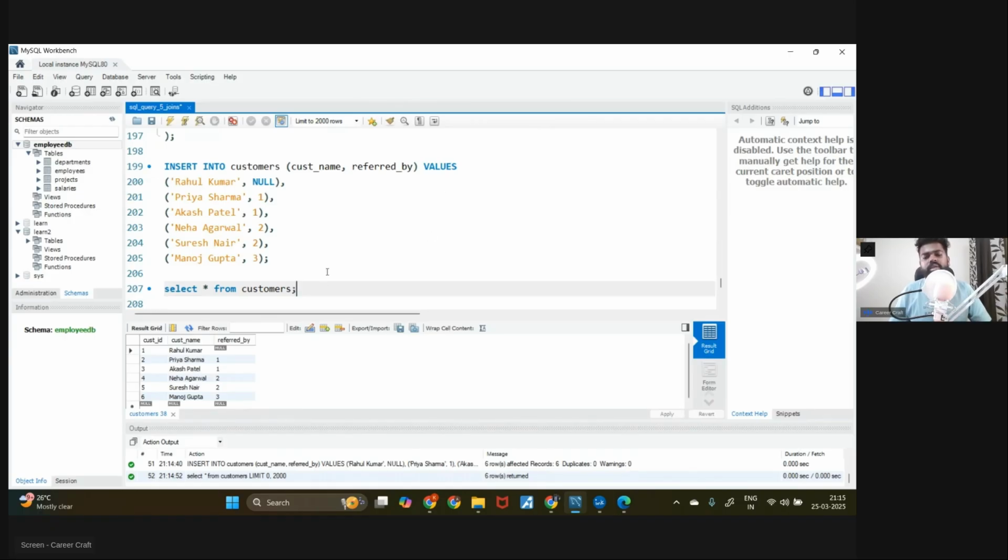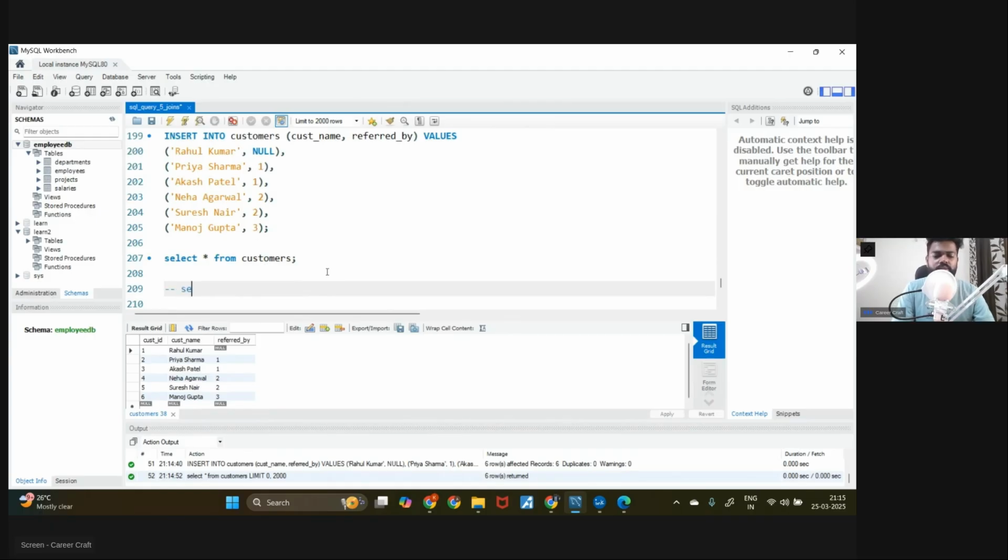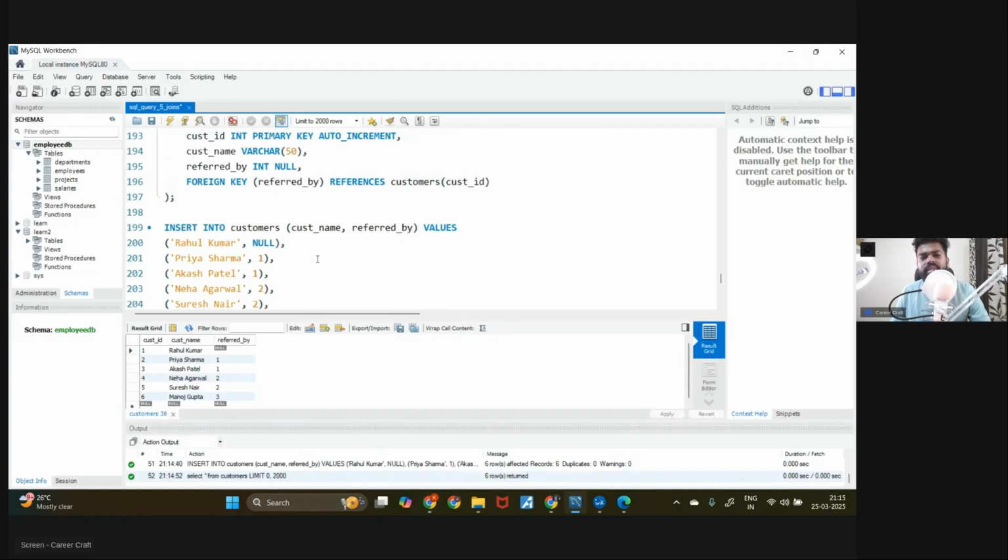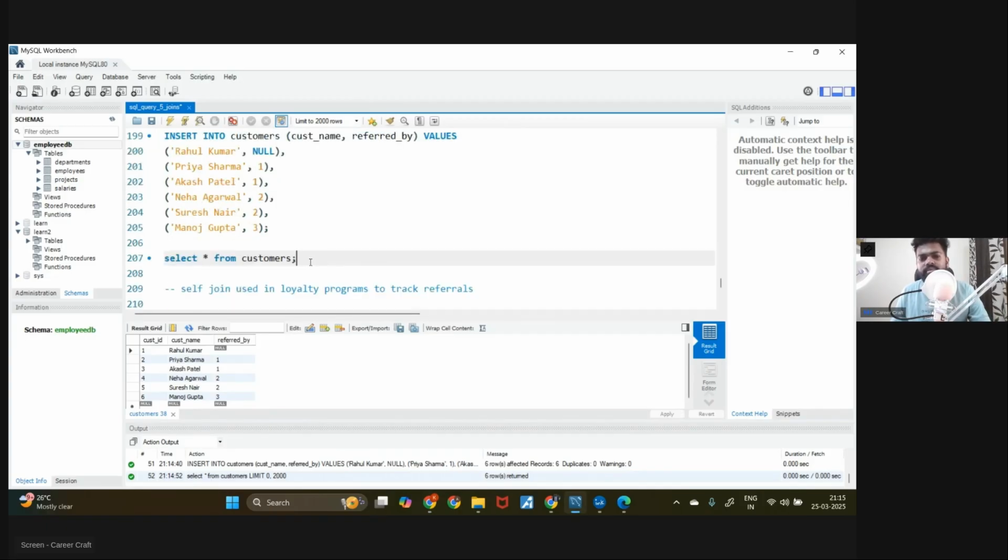Self join is used in loyalty programs to track referrals. Is anyone trying it? It's again very easy, same concept. I will make you guys experts in self join.